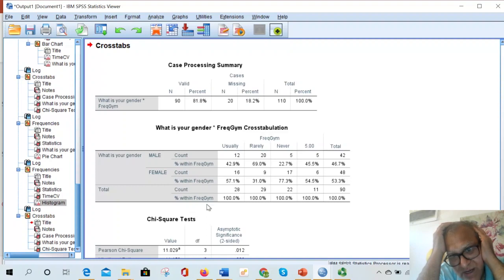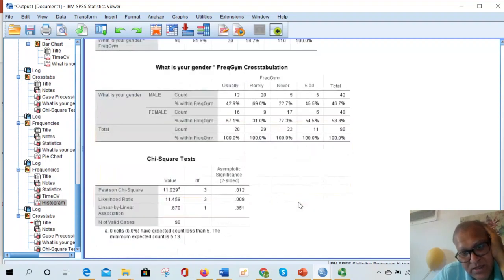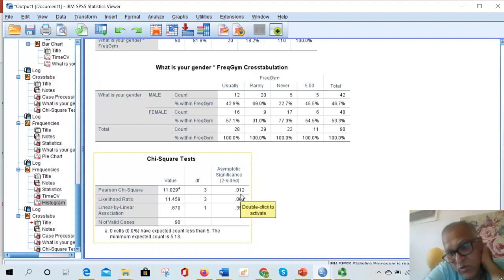So it looks like males like the gym more than females in this diagram, but you don't comment unless you see the p-value, as we said. So look at the Pearson chi-square test: the chi-square value is 11 and the p-value, or significance value, is 0.012. As we said, small is beautiful. This 0.012 is less than 0.05, so we reject no association.